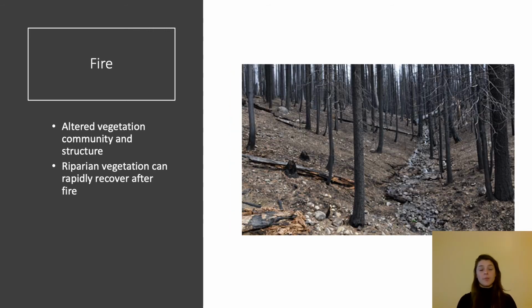Last is our wildfire parameter. Since riparian vegetation composition and structure can be heavily impacted from severe wildfire, it is not recommended to use a site that is recently burned. But due to the fact that riparian vegetation can regenerate quickly, for a site to be used as a reference site, it should not have burned within the past 4 years.